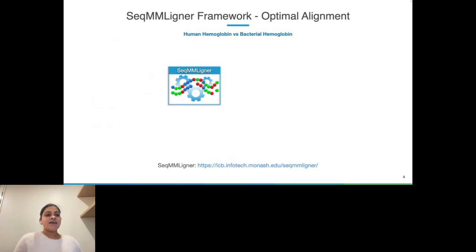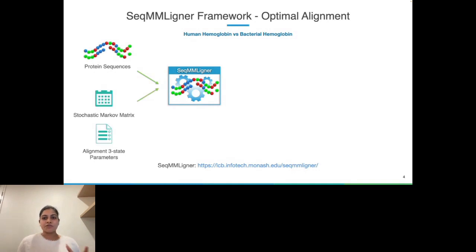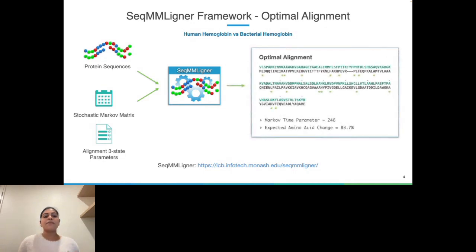Sorry about the inconvenience. Our work builds on a Bayesian framework for protein sequence comparison called seqmaliner. This framework allows you to infer sequence alignment relationships between a pair of protein sequences using a stochastic Markov matrix of amino acid substitution and associated alignment 3-state parameters for match, insert, and delete states. For any given pair, this allows you to compute a few things. For instance, you can get the best alignment under the minimum message length framework. It also automatically infers how far the sequences have diverged by statistically estimating the time parameter associated with the underlying stochastic Markov matrix.